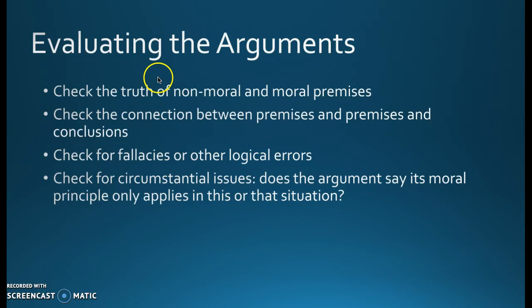Finally, when you're evaluating a moral argument, you want to take these 4 steps. Check the truth of the non-moral and moral premises. What's the probability? What is the likelihood that this is a true premise? Check the connection between the premises and the conclusion. Is it a solid connection? Is it deductive or inductive? Most likely it's going to be inductive. Check for fallacies or other logical errors, and I encourage you to look at your text to find out fallacies. And then check for circumstantial issues. Does the argument say its moral principle only applies in this or that situation?